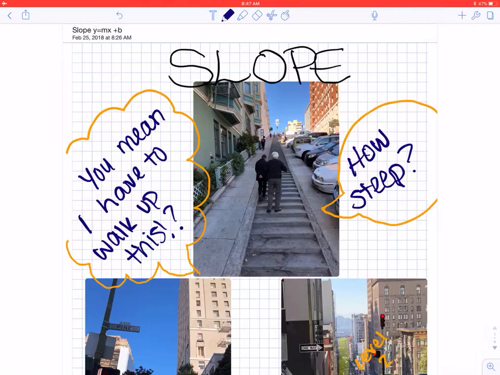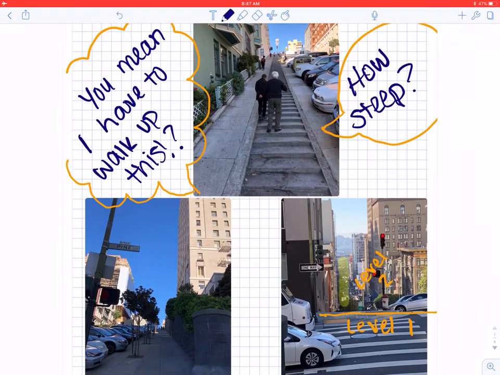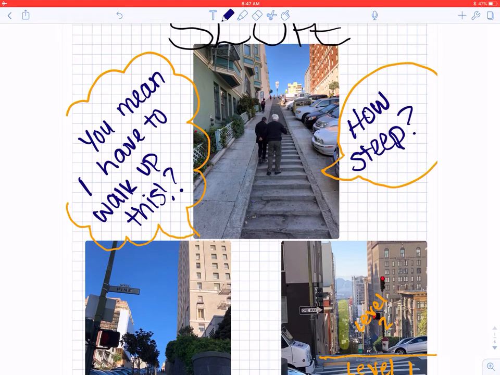Welcome to your lesson on slope. First things first, look at these hills in San Francisco. San Francisco to me is the city of hills. These poor people, look at this hill that they have to walk up. How badly do you think their legs hurt? How steep do you think that hill is?